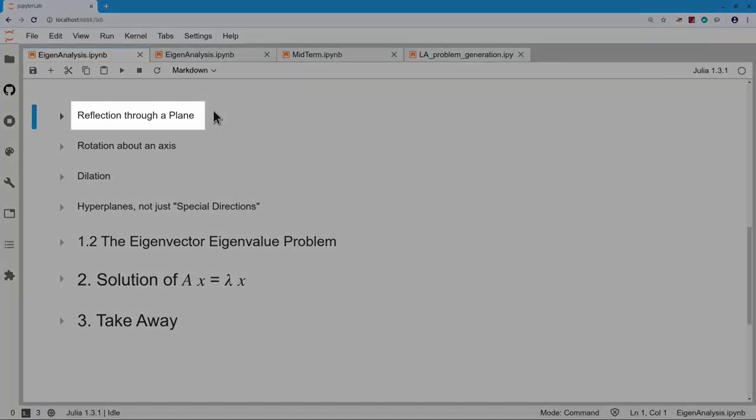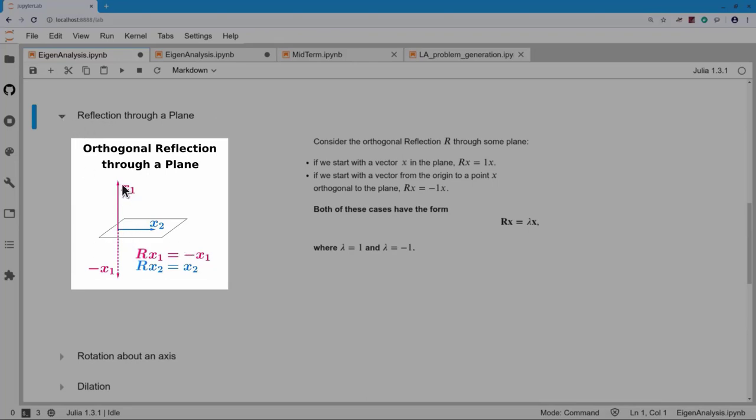For our next example, let us look at reflection through a plane. So we'll have the same plane as before, the same orthogonal axis as before. But this time the operation is reflection through the plane, which means that we take a vector x, we project it orthogonally onto that plane, and then we go out the same distance in the opposite direction. So a vector that happens to be orthogonal to the plane, x1, when I apply that reflection R to it, I end up at minus x1. So Rx1 should be minus x1. Rx2 should be x2.